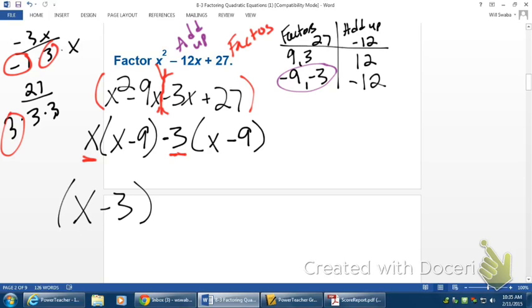That's easy. It's fun. X minus 9. Now, what's a way we can check our answer? You can FOIL it or distribute it. If you FOIL that out or distribute it out, you're going to end up with the exact same thing as what we started out with. X squared minus 12x plus 27.